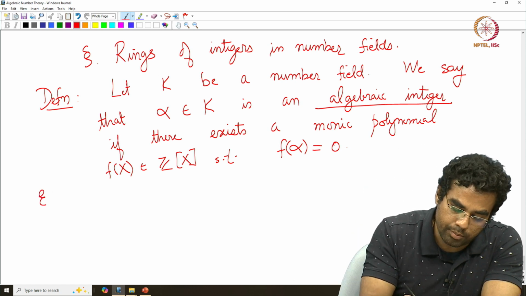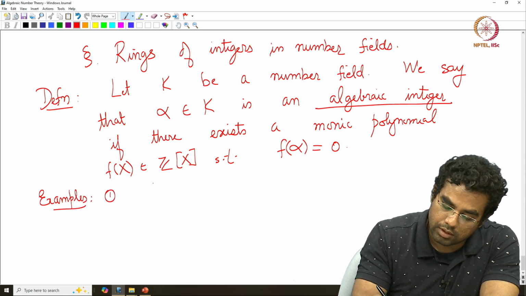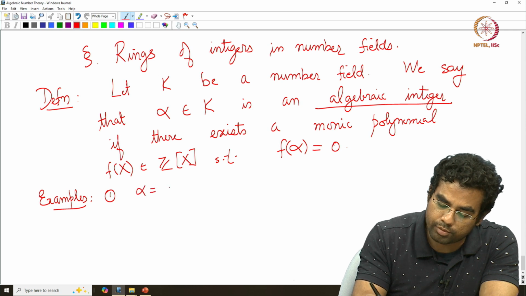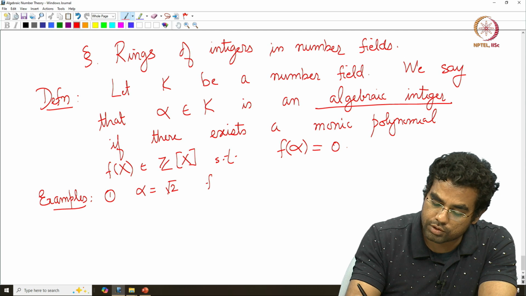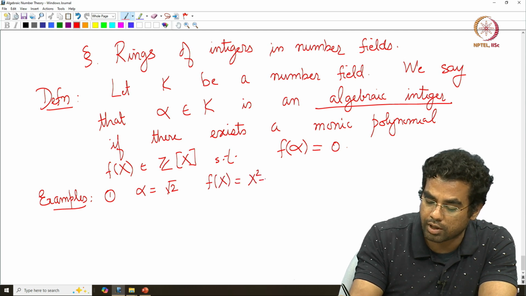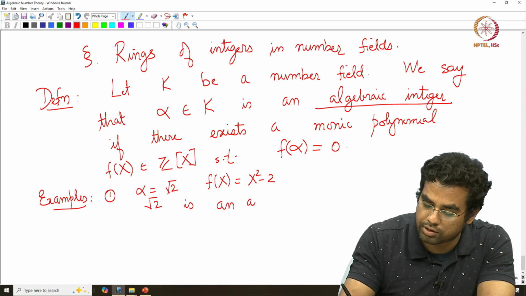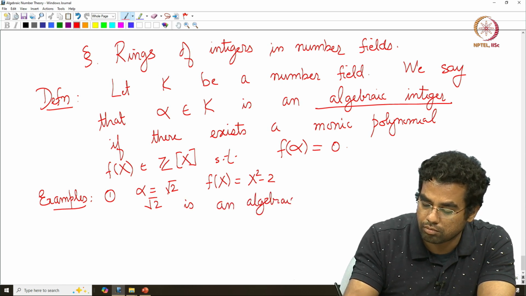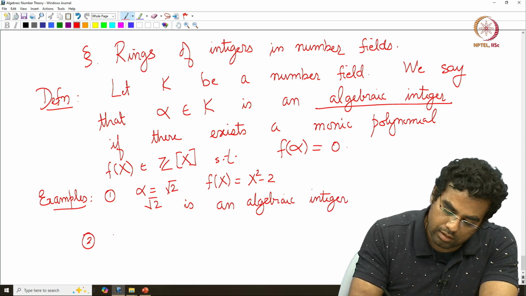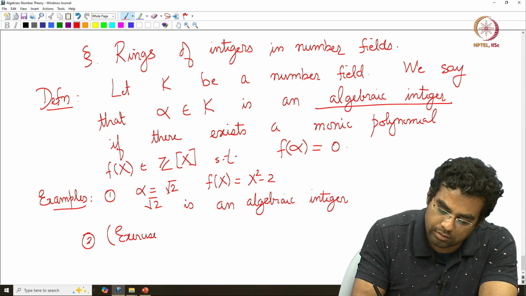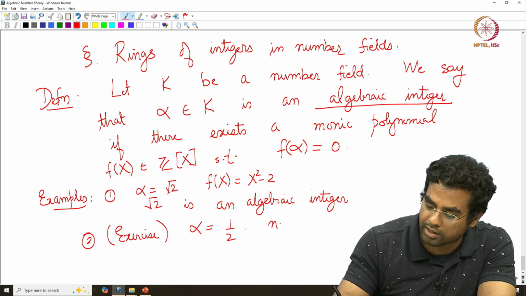So, let us see examples again. If you take alpha to be square root of 2, then this is an algebraic integer, because you can take f of x to be x squared minus 2. So, square root of 2 is an algebraic integer. But here is an example slash exercise. If you take alpha to be 1/2, this is not an algebraic integer.